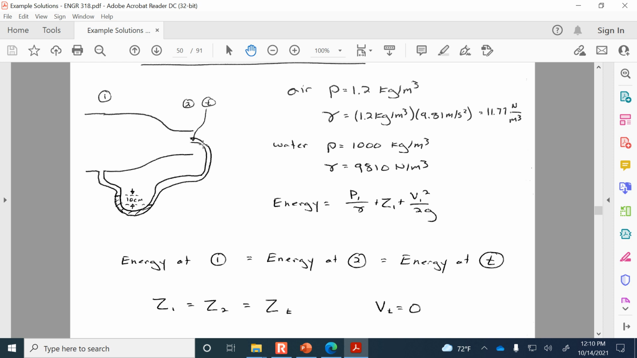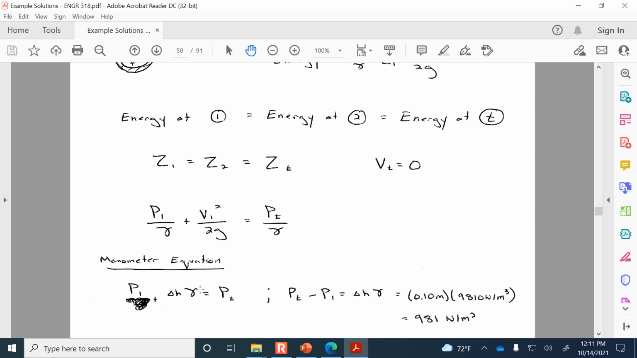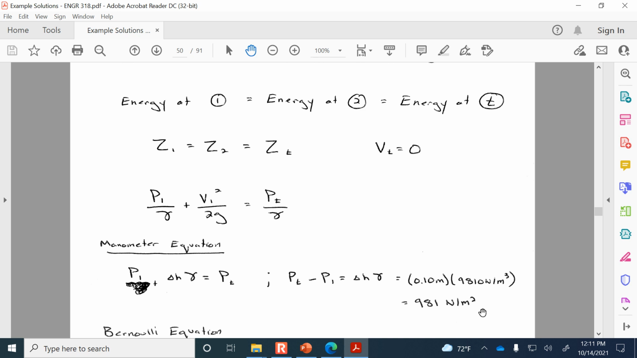And then at location T, the form of the energy is changing: all of the velocity head that was there before is now exchanged into additional pressure. So the elevation is constant for each of them, but the pressure is going to be changing. So the manometer equation is what we use to find out the difference in pressure, 981 pascals.